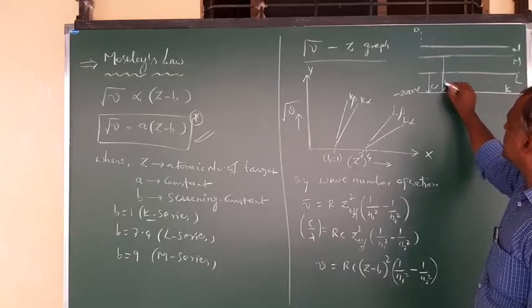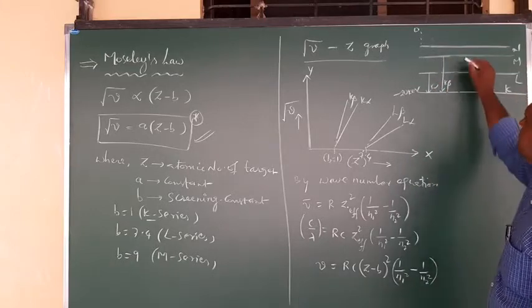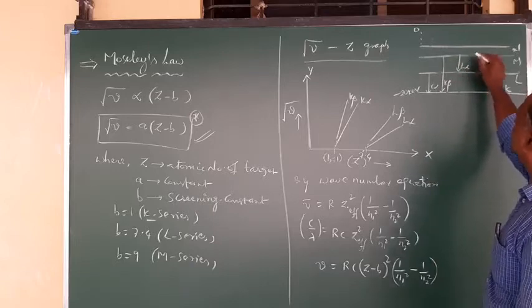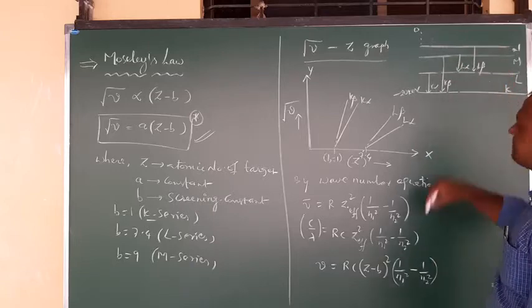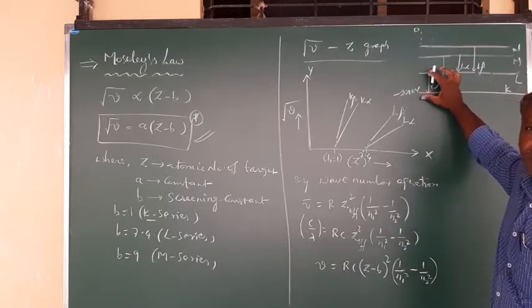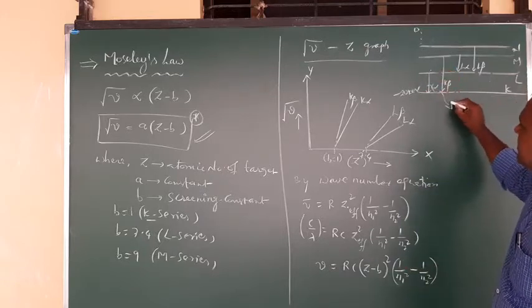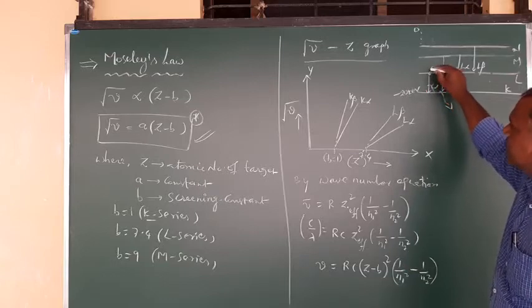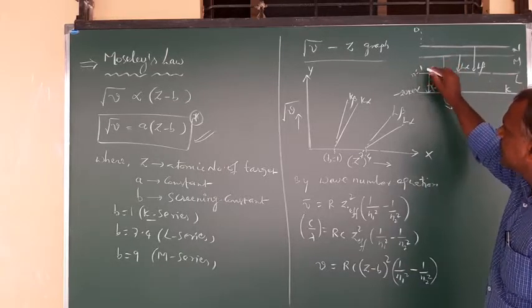So this one is K beta. This one is L alpha. This one is L beta. Right. So in this transition, what is the value of which one? The frequency emitted during this transition, from electron from where to where?